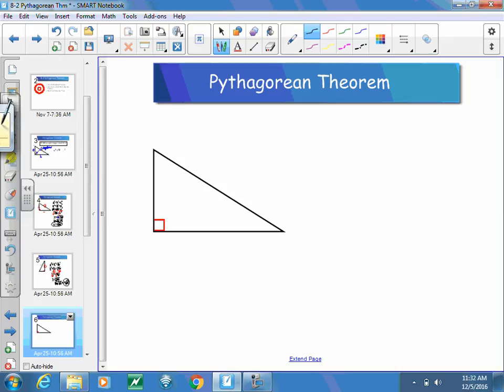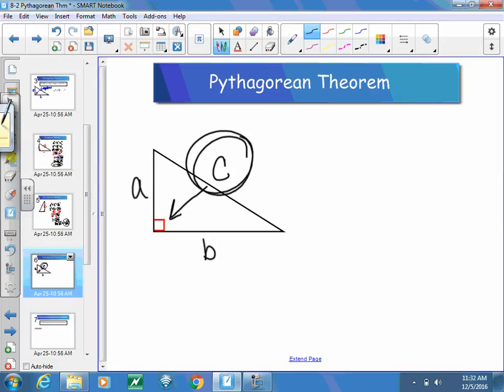So when you're working with the Pythagorean theorem, just be sure that you are always taking those two legs as a and b, and your hypotenuse is c. It's very important to understand that your hypotenuse is always opposite of that 90-degree angle.